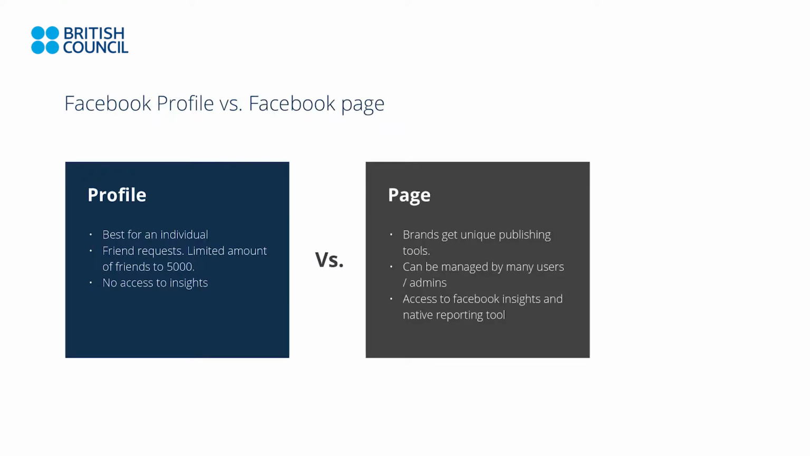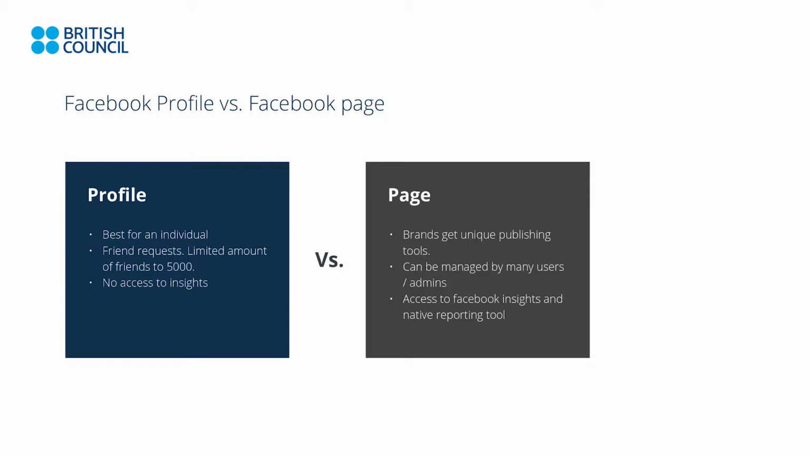Now, there are different types of Facebook profiles that exist on Facebook, of course. There is the business profile, there is the profile, and then there is the page. There's the Facebook page. Now, a profile is what you as an individual could have. It's best for an individual. Oftentimes, you have to send a friend request, and it has a limited number of friends that you can have.